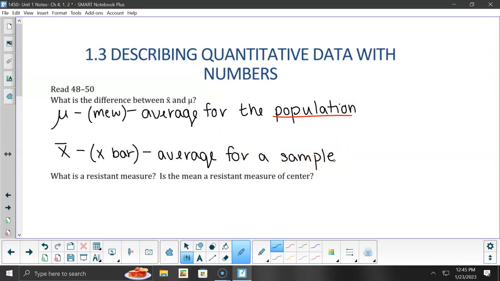Now you will see different symbols at different times on the homework. You have to know that if they switch and go from mu to x bar, they went from average for the population to average for the sample. So that's going to change what we look at for standard deviation as well. That's a tomorrow problem. Okay?